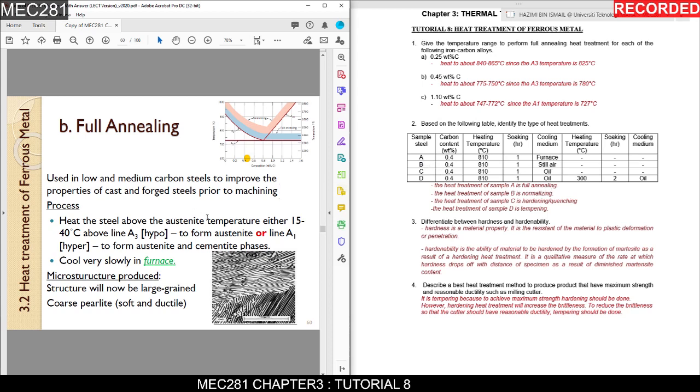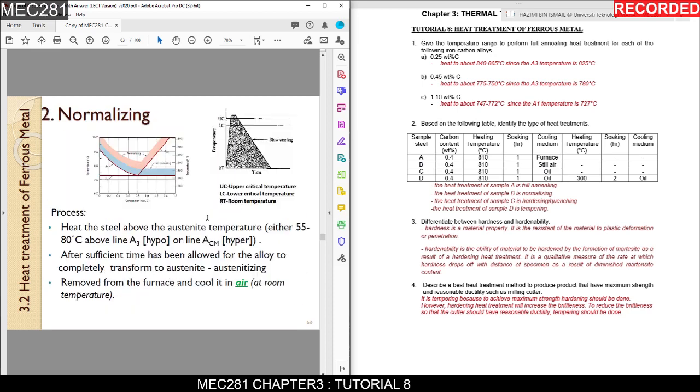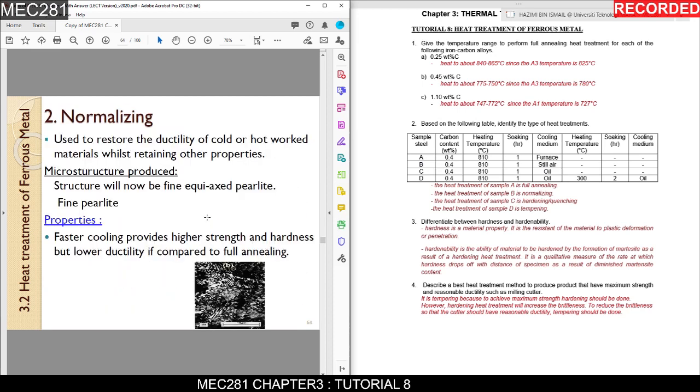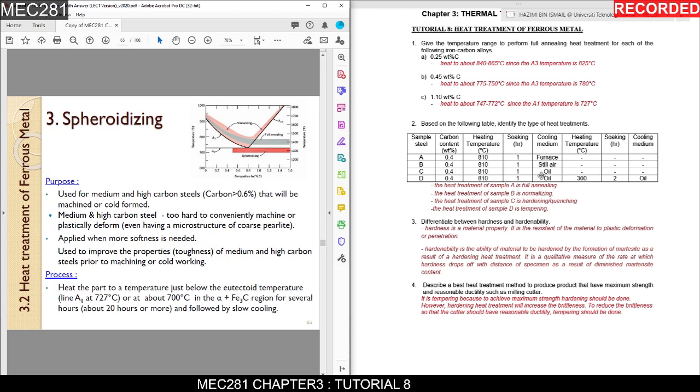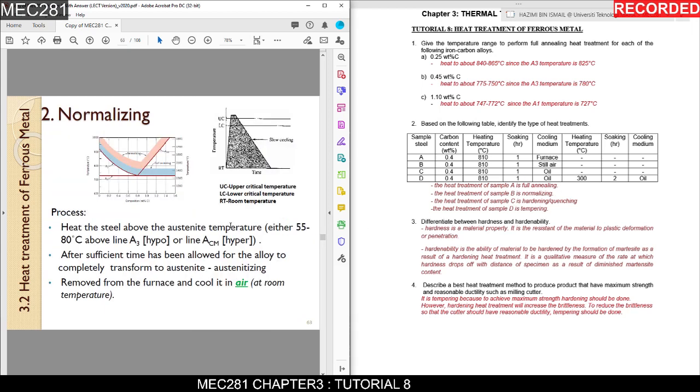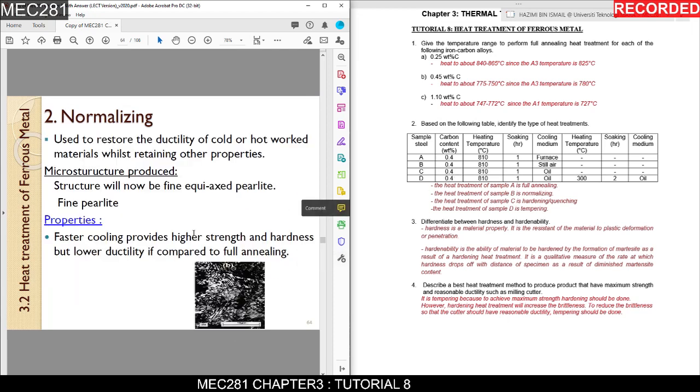So you have to find the still air medium. What process uses still air? In this case it is normalizing. You find in the normalizing, yes, in your notes it states that cool in air at room temperature. And for C, it uses oil.